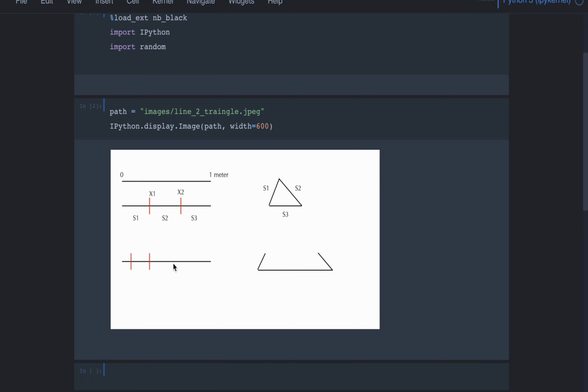But let's take this scenario where two segments happen to be very small and the third segment is very long. Now, can we form a triangle with these three line segments? The answer is no, right? So we want to simulate this system so that we can answer what is the probability that these three segments make a triangle.